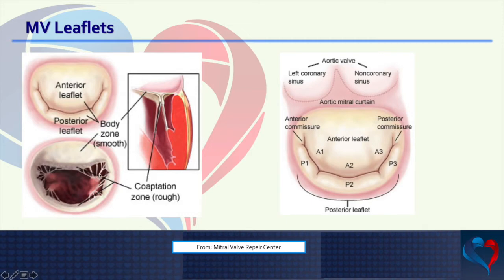There are a few components which are very important. We have the body of the mitral valve leaflets. Here is the body of the anterior mitral valve leaflet, and here is the body of the posterior mitral valve leaflet, and usually it's a smooth part of the leaflet, while the coaptation part, which is this one here, the coaptation zone, is usually rough. Here is another cartoon showing the anterior mitral valve leaflet facing the aortic valve, in between the non-coronary and the left coronary sinus.